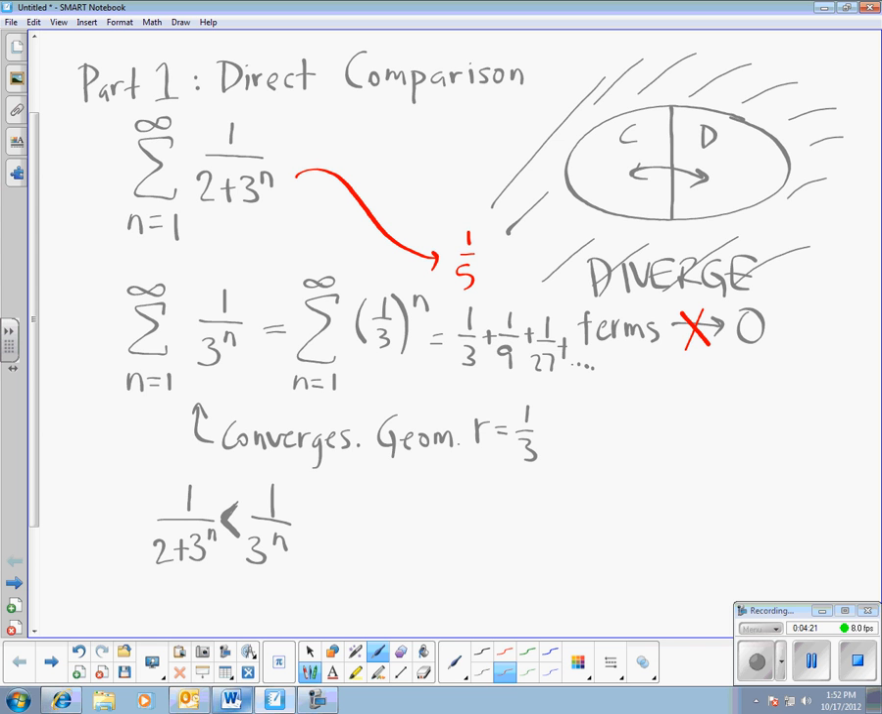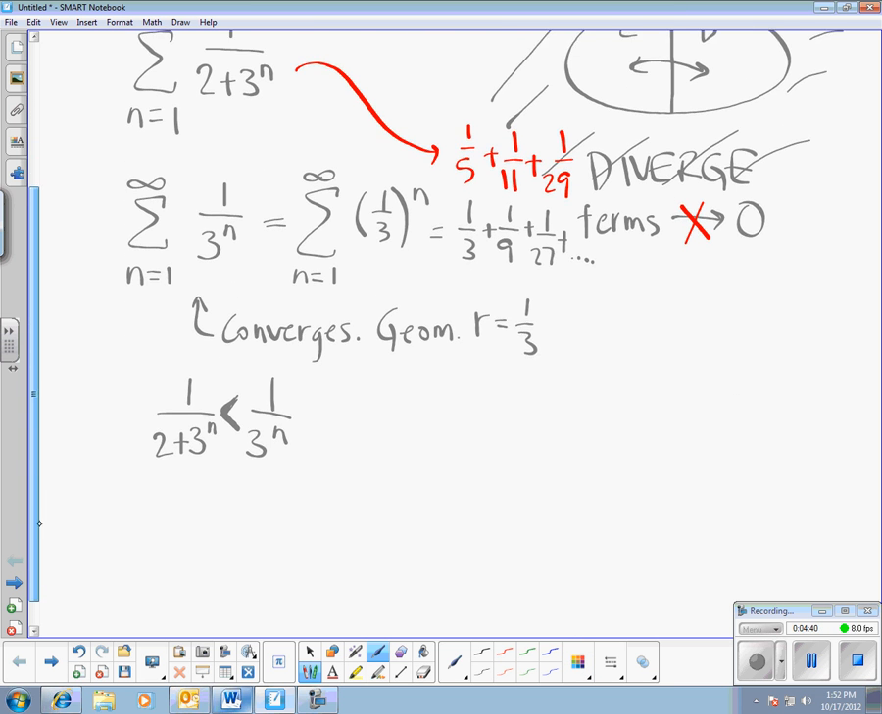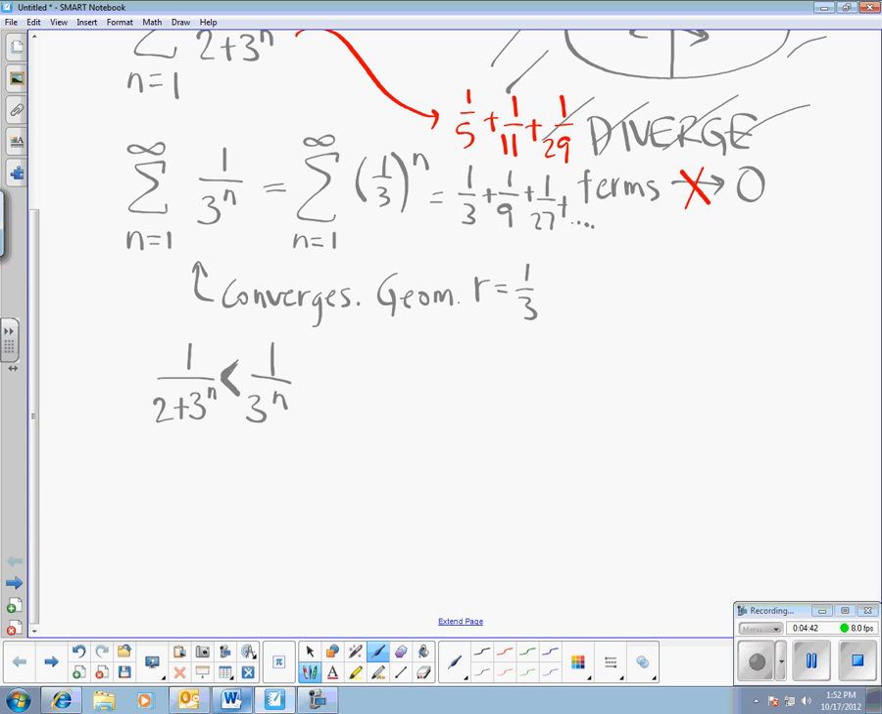My second term would be 1/9 without the 2, but since I put the 2 in, it's 1/11. My third term would be 1 over 27, but it's 1 over 29, and so on. And each one of those terms that I just wrote are less than its counterpart in the geometric series that I do know about. So, conclusion is, less than converging also converges.